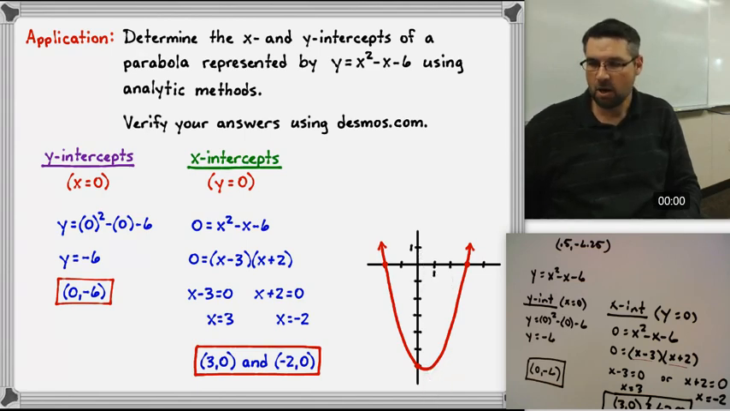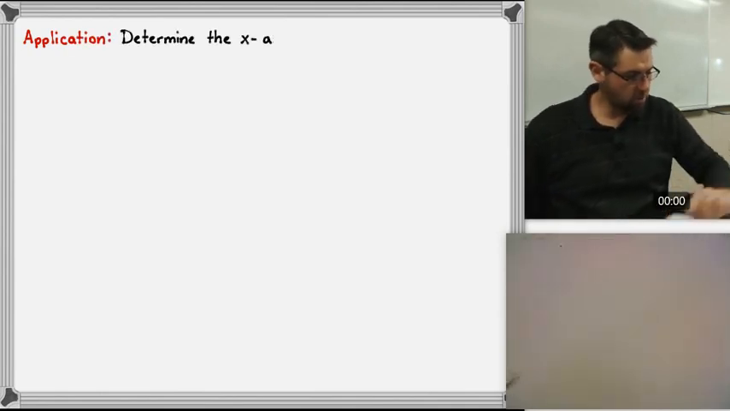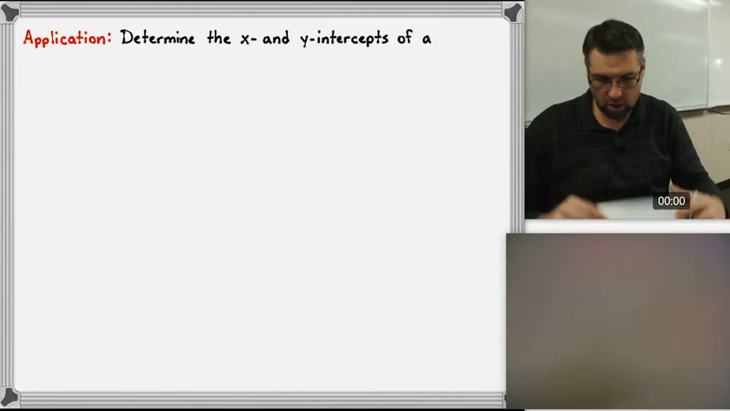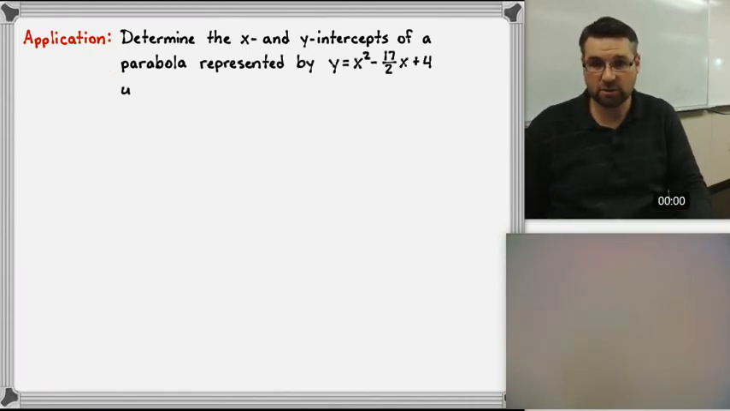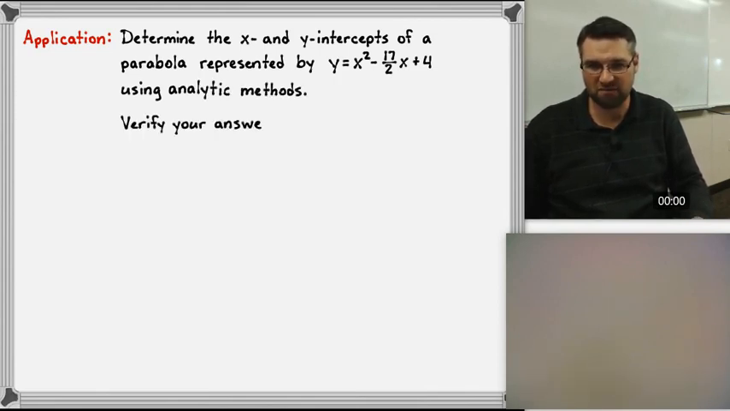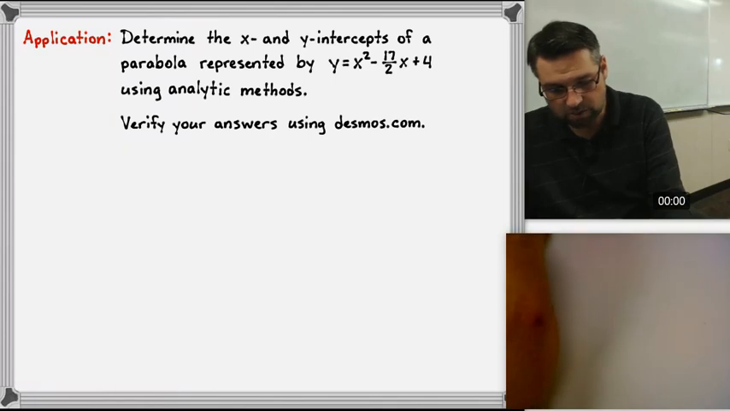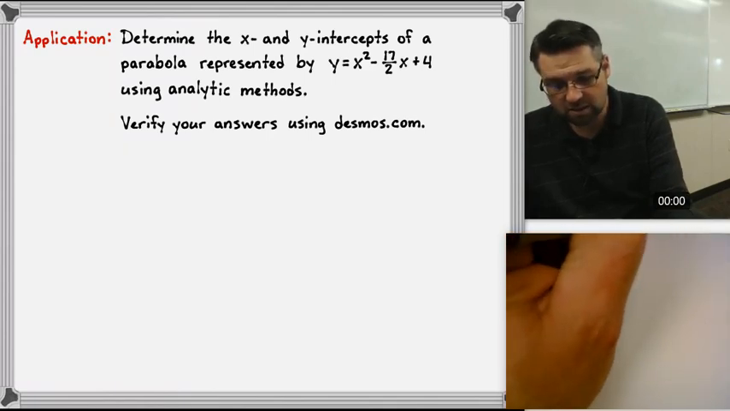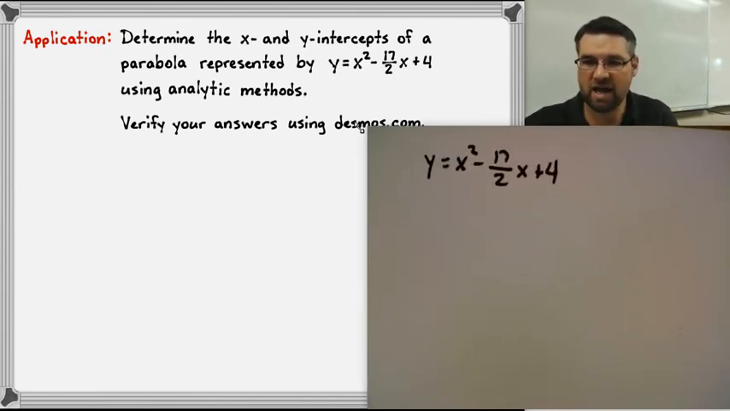Okay. All right, with that said, here's one more that I want you to try on your own. And when you're done, come back and compare your answer to mine. Go ahead and determine the x-intercepts and the y-intercept of this parabola. Now, this might be a little bit tricky because we have fractions involved, but we'll go over it once you get stuck. Okay. All right, for this one, we've got y equals x squared minus 17 over 2 x plus 4. And we are trying to find the x and y-intercepts.